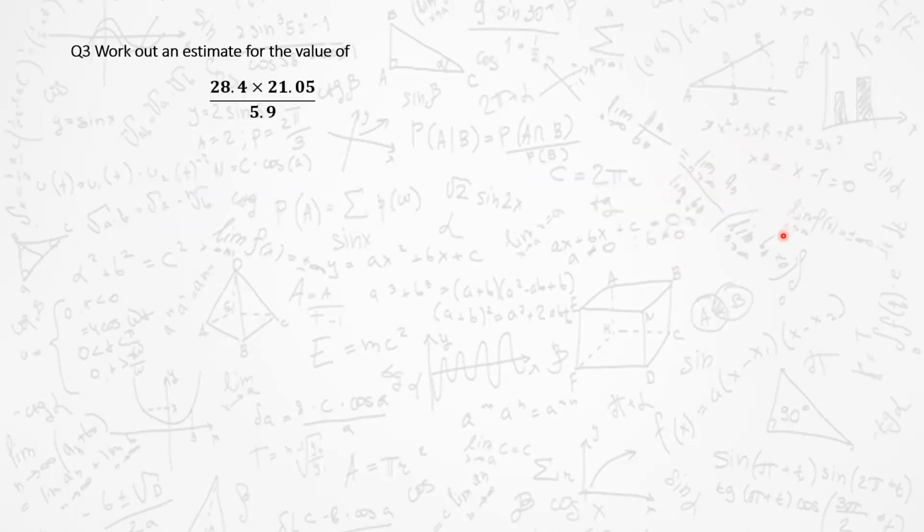Next one, we have question 3. Work out an estimate for the value of 28.4 times 21.05 over 5.9. Okay, again, 28.4 could be rounded up to 30, 21.05 rounded down to 20, and 5.9 round up to 6. Then I have 600 over 6, which is 100 after the simplification.